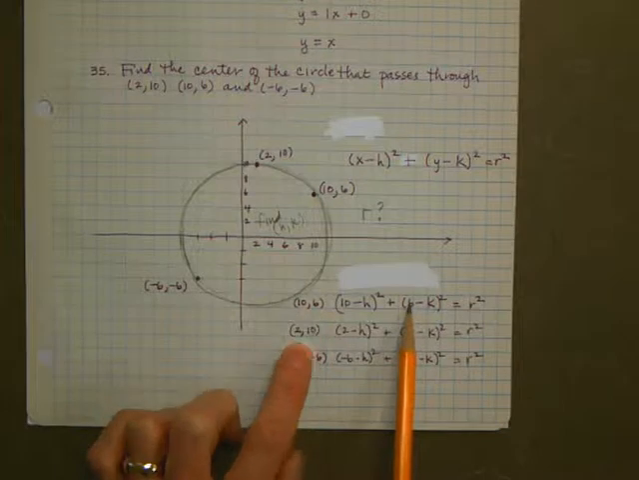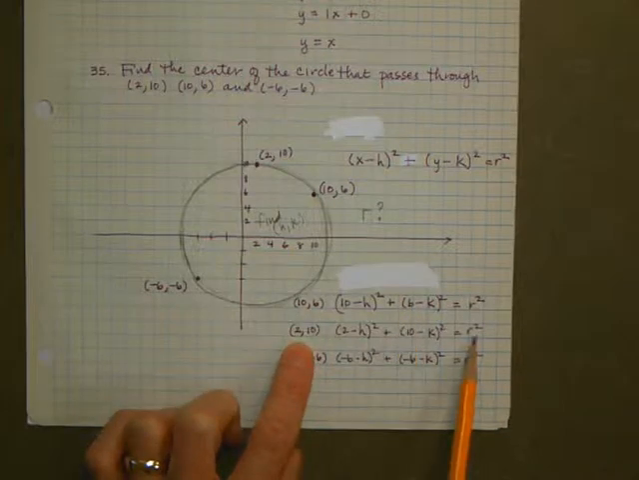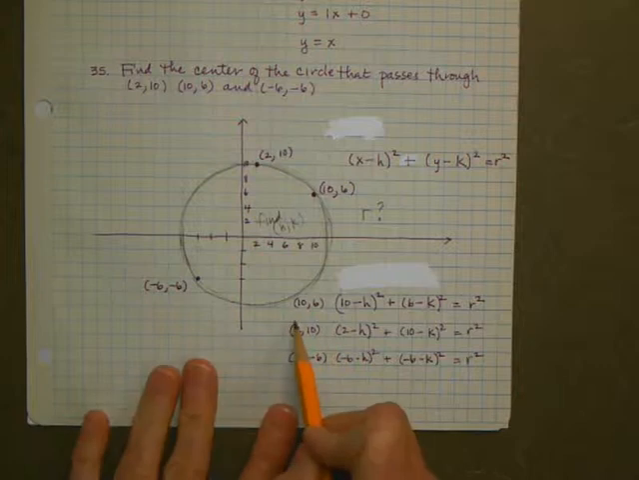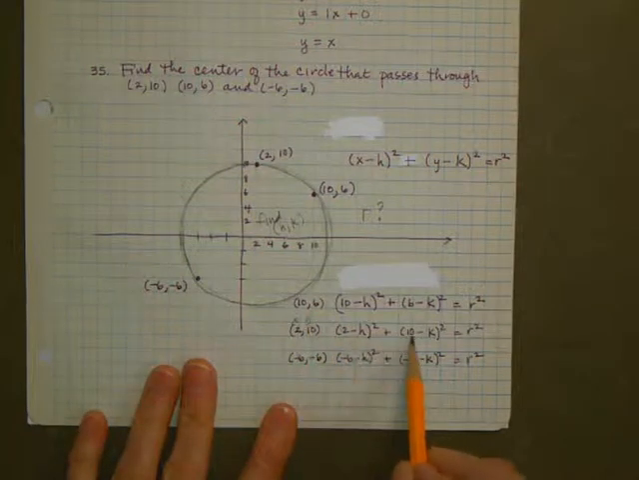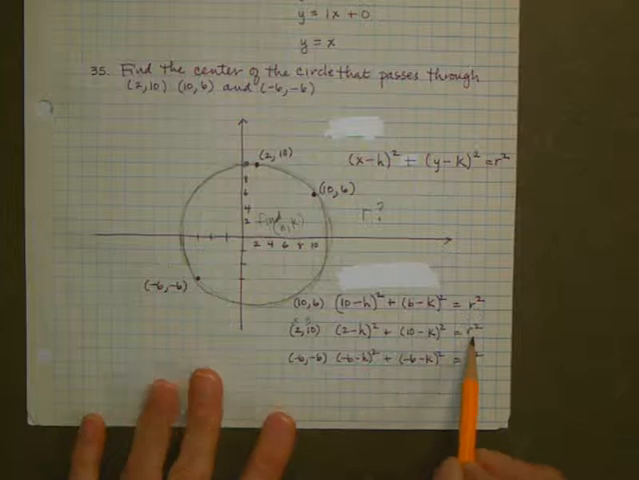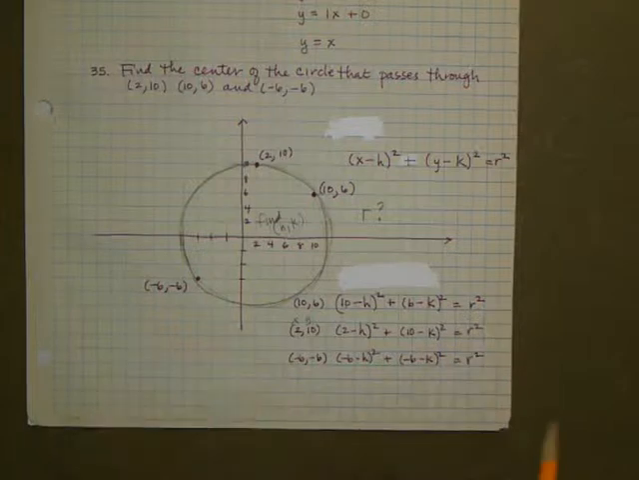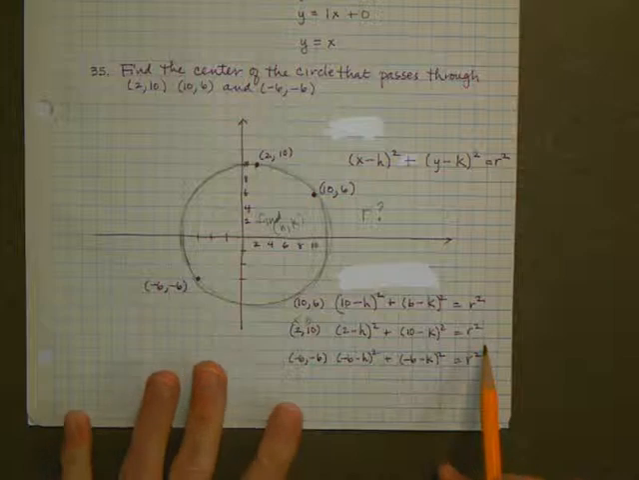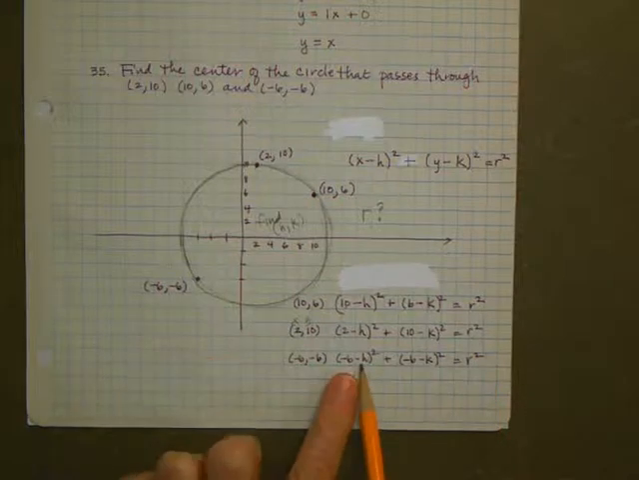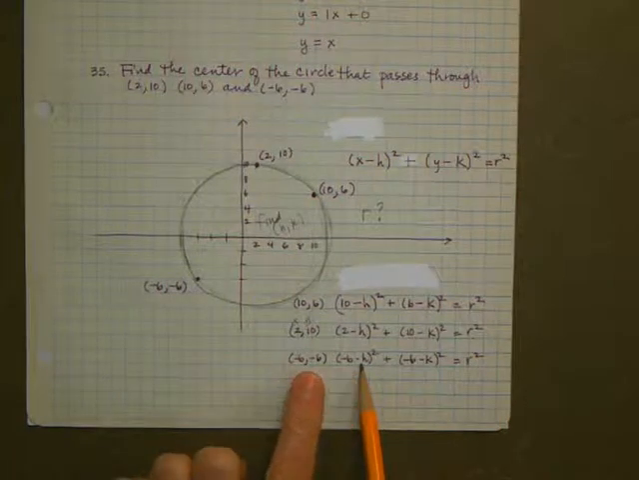I can do the same with this second point, 2, 10. This is the x-coordinate here. This is the y-coordinate. 2 minus h quantity squared plus 10 minus k quantity squared equals r squared. A second equation. One equation, three variables. I can't really solve for h, k, or r. Same with the third. One equation, three variables.